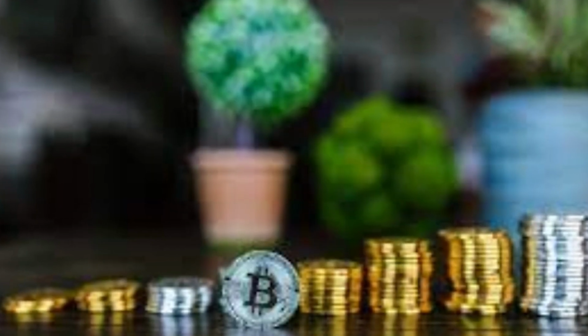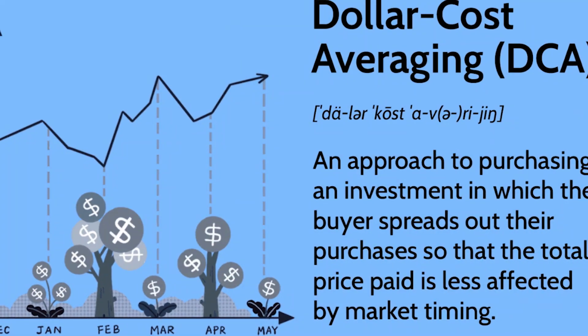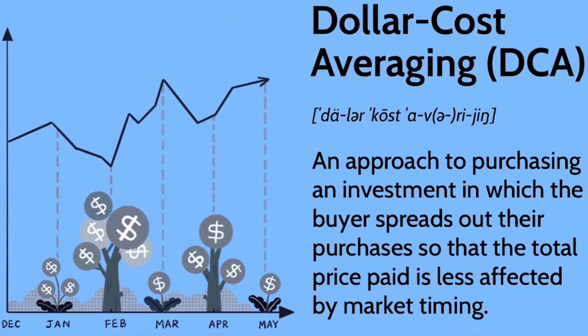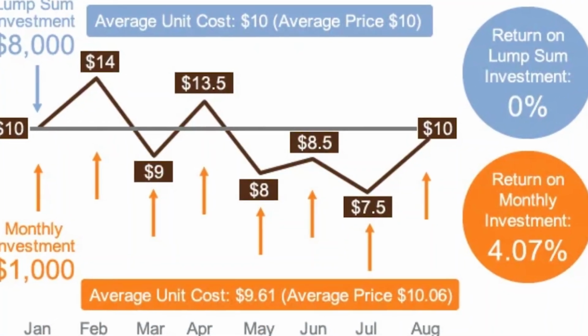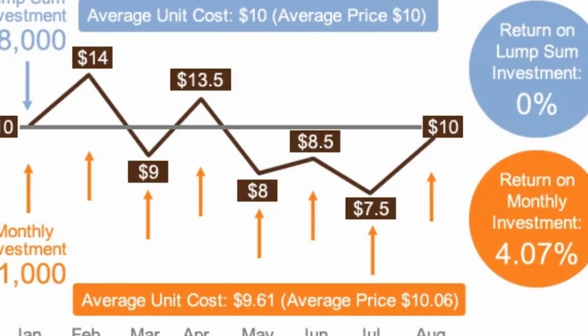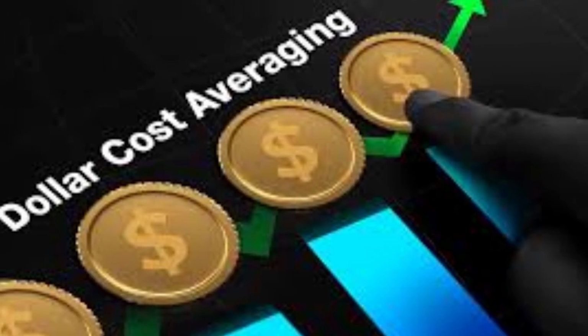Fourth, avoid investing in too many coins. DCA works best when you focus on your strongest convictions. And finally, stick to your plan. DCA is not about quick wins. It's about slow, steady accumulation over time.